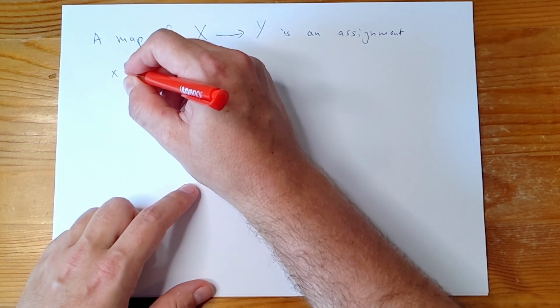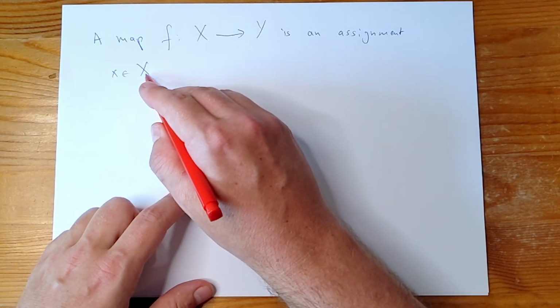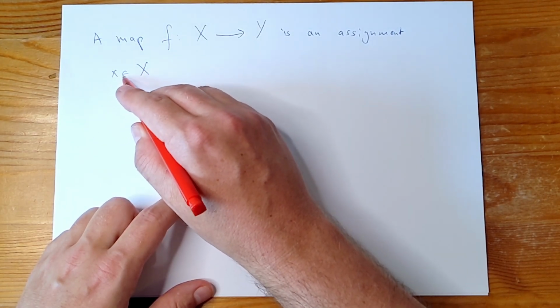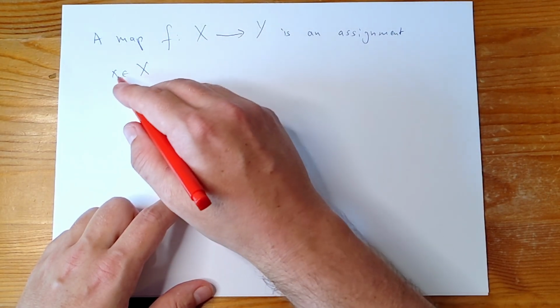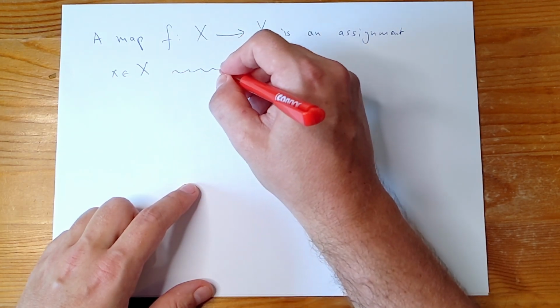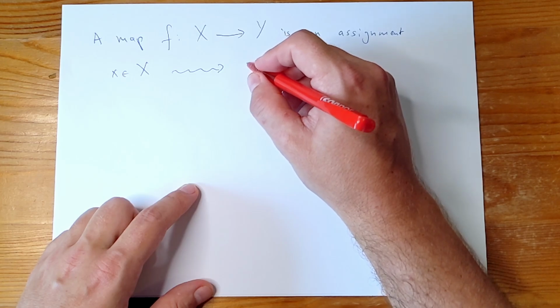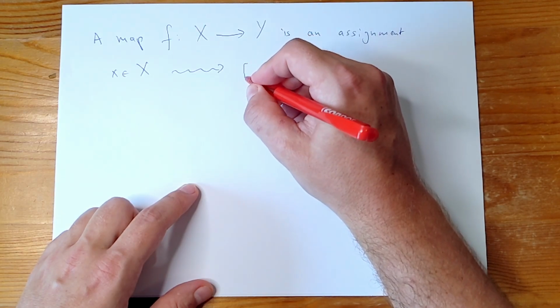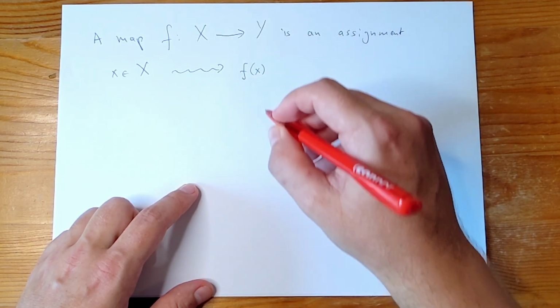that maps each element of big X. So this is how you draw elements of these sets, so the pieces contained in these sets. And what you get out is an element of Y, and this is how you denote it, f of x.